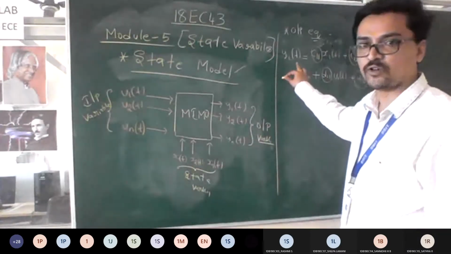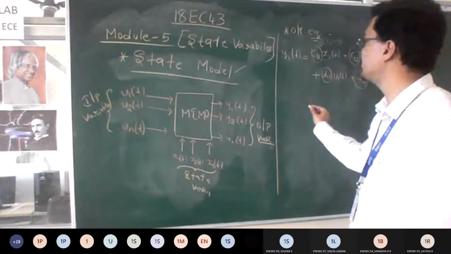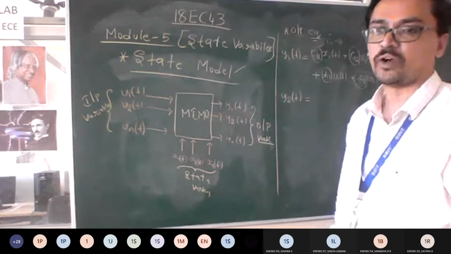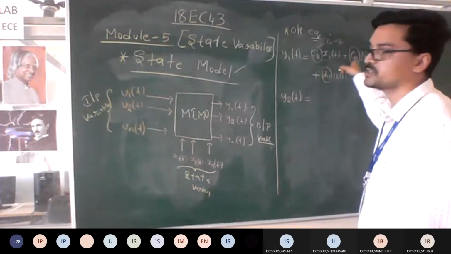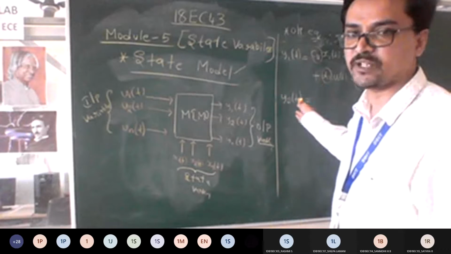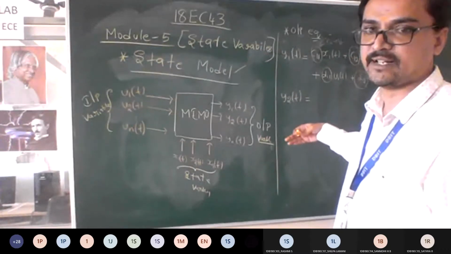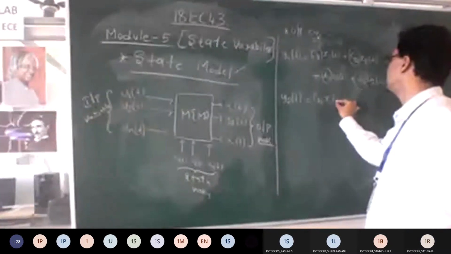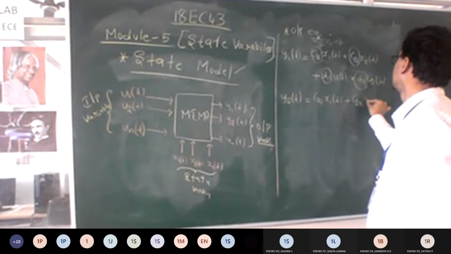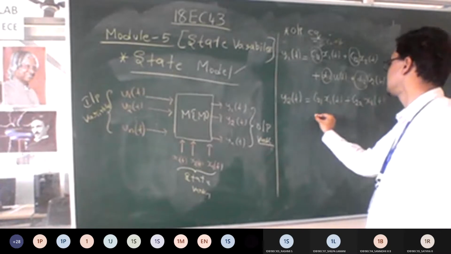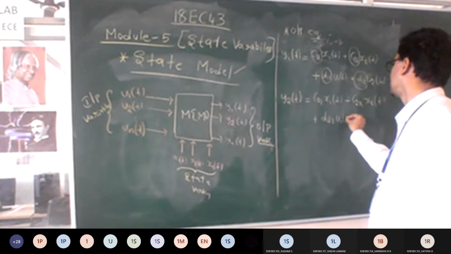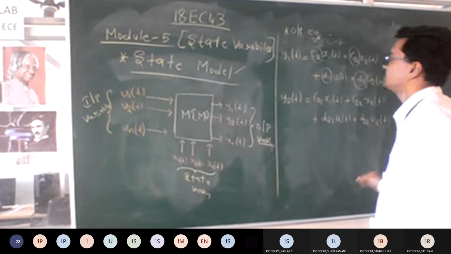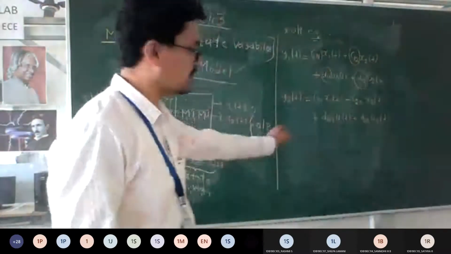Now, how I wrote y1 of t, can you tell me what the equation for y2 of t is, guys? What changes can you make? The x1, x2 remain the same. The coefficients will change because I am going to the second row, second column, right? So can I write it as c21 x1 of t plus c22 x2 of t plus d21 u1 of t plus d22 u2 of t. If anybody has doubts regarding what I wrote here, let me know, guys.